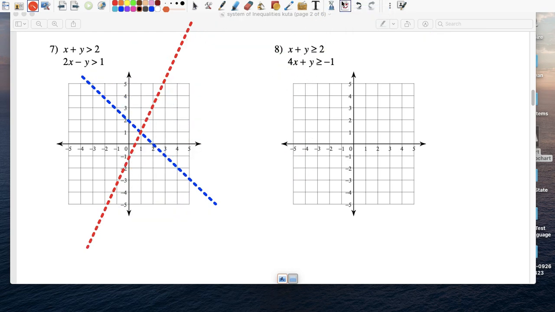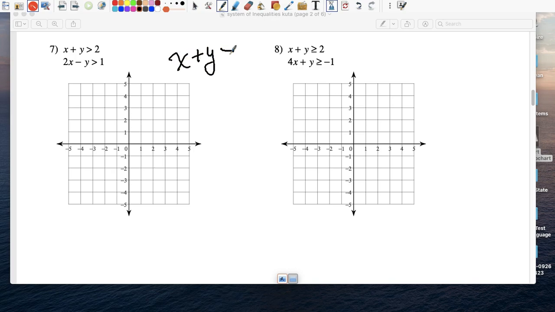8. X plus y is greater or equal to 2, so let's change that. Minus x, y is greater or equal to negative x plus 2. And I'm going to put a 1 over 1 because that helps me with the slope.